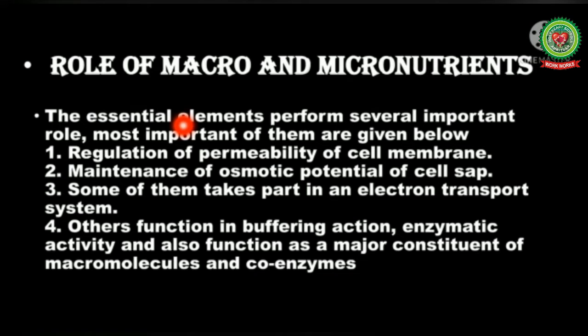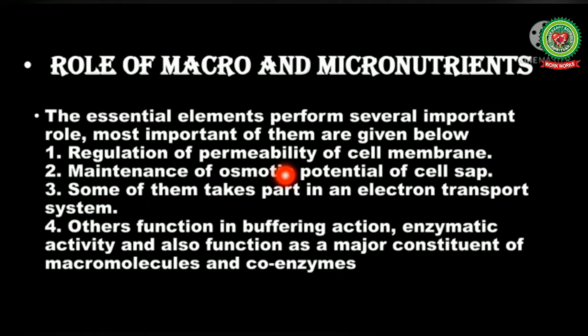Role of macro and micronutrients. Essential elements perform several functions. They participate in various metabolic processes in plant cells, such as they maintain permeability of cell membrane, they help in maintenance of osmotic concentration of cell sap, they help in electron transport system, they also take part in buffering actions, enzymatic activity, and act as a major constituent of macromolecules and coenzyme.